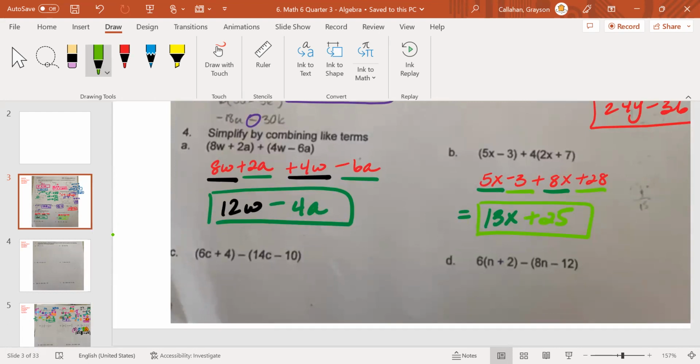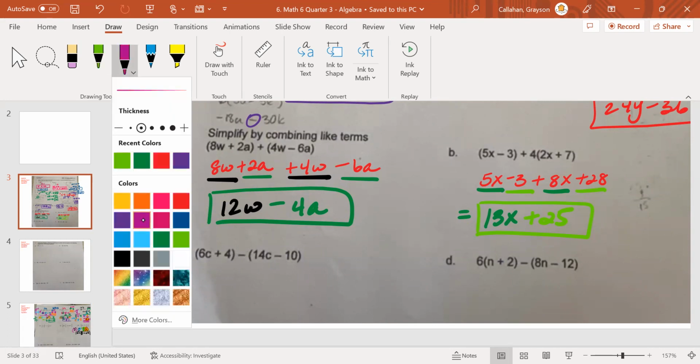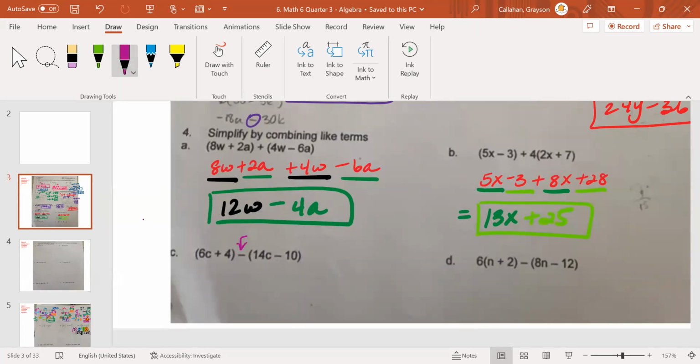Okay, I want you to pay attention for letter C first, Grayson. Can you pay attention and look up right now? For C, do you see how there's a minus right there? That means you change that to a plus, but then everything here needs to change sign. So that becomes a negative 14C. That becomes a positive 10.